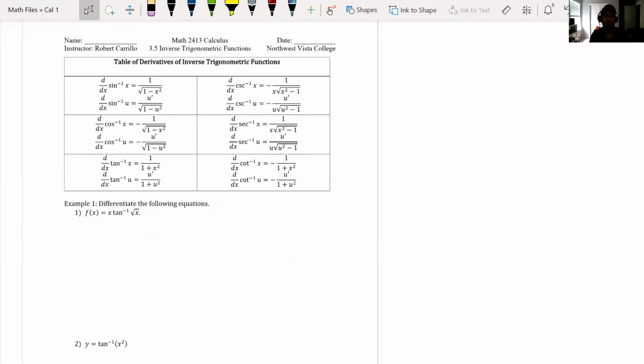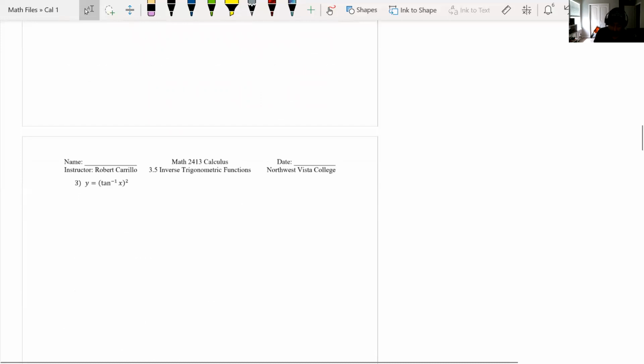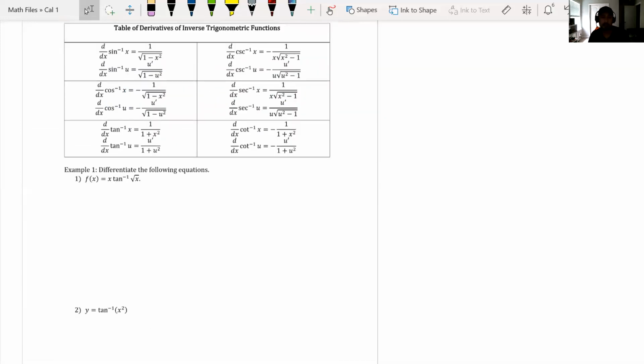Here is the table of trig inverse derivatives. So this is what we will be referencing when working the rest of these practice problems out. But that's a lot to look at. But there's the inverse trig derivatives of all 6 trig functions: sine, cosine, tangent, secant, cosecant, cotangent.